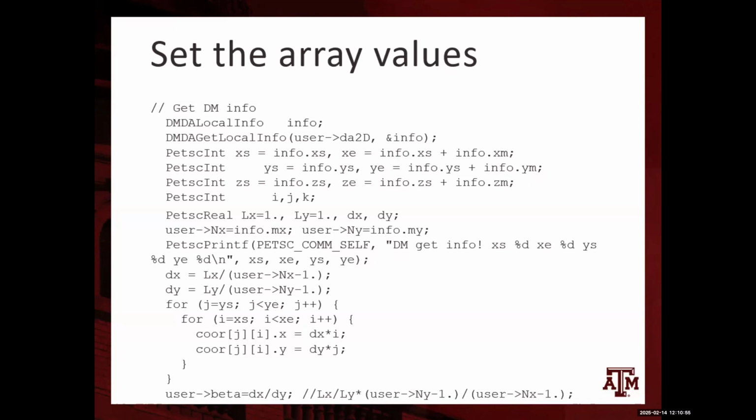Why did we set NX and NY to the DMDA info values, or MX and MY, as we have defined it in the user context itself? We have already defined NX and NY, right? It's the same thing. It doesn't matter. But I wanted to mention MX is the total global size.